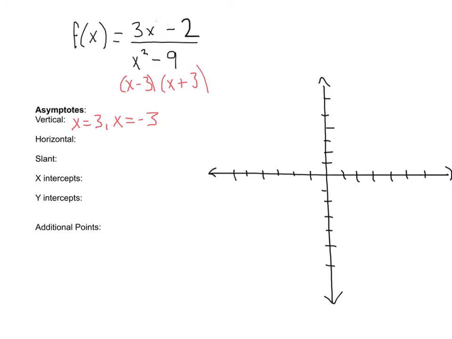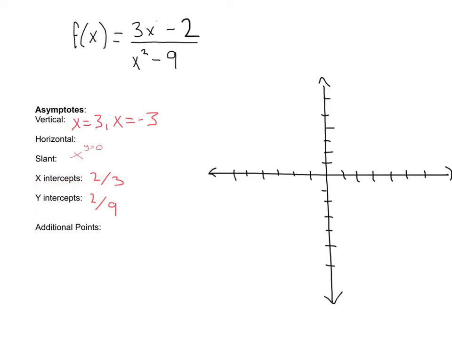My horizontal asymptotes, as you can see, my degree in the denominator is bigger than the degree in the numerator. Therefore, I automatically have a horizontal at y equals 0. Since I have a horizontal, I'm not going to have a slant asymptote. Once again, finding my x and y intercepts, you know what to do there. I'll go ahead and put those in. We get an x-intercept at 2/3, a y-intercept at 2/9.